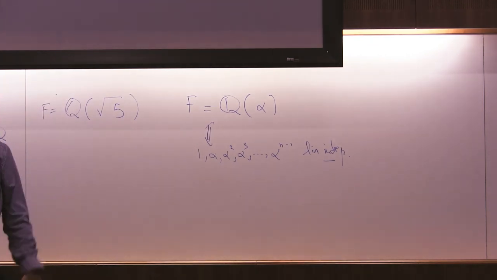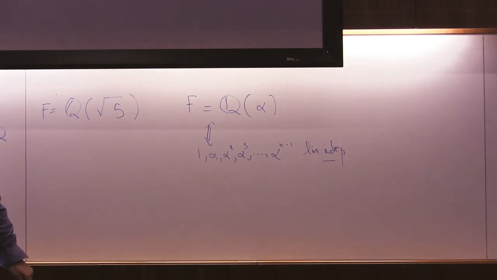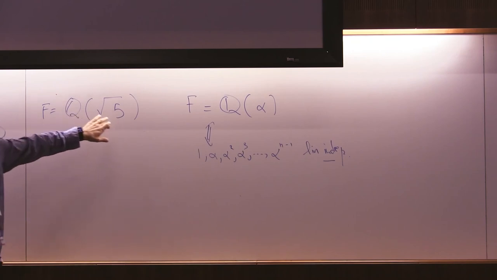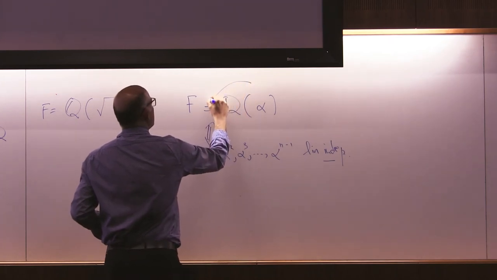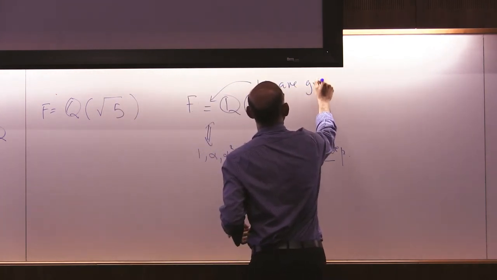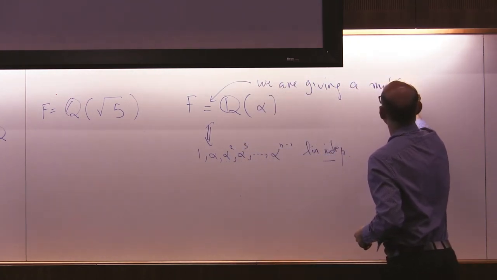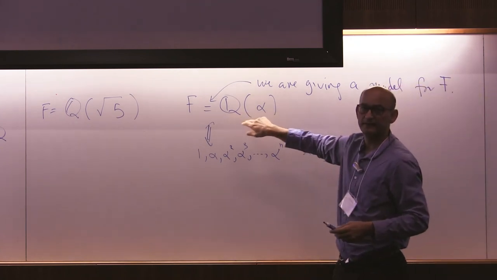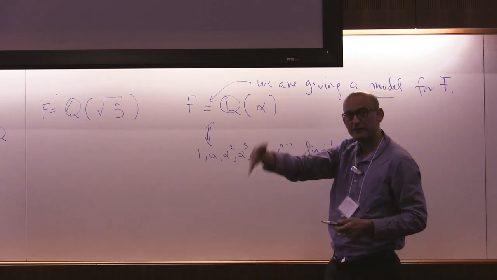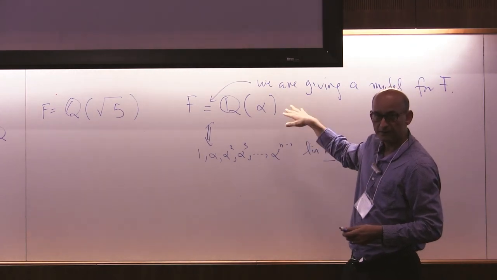But the subtle point is the following: when I give you an algebraic number field, first of all you say thank you, okay? And then you say, how did he give it to me? How did he specify it? So for instance here, I gave you an alpha. So what I did was, I didn't just give you a number field, I gave you a particular lens through which to look at it. I gave you a model for F. So don't think so much that the field F is, so to speak, Q of alpha. When I give you Q(alpha), I'm giving you more information than just the number field. I'm giving you a model for it.